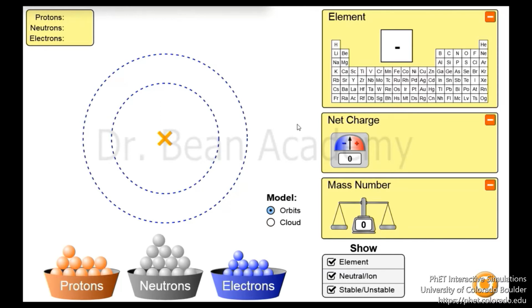So let's make an atom and explore the relevant quantities. I will put one proton in the nucleus. Oh, and it says that it's a hydrogen atom, the first element in the periodic table. We know that elements are listed in the periodic table according to a specific order. And what is that order? You will see it later.